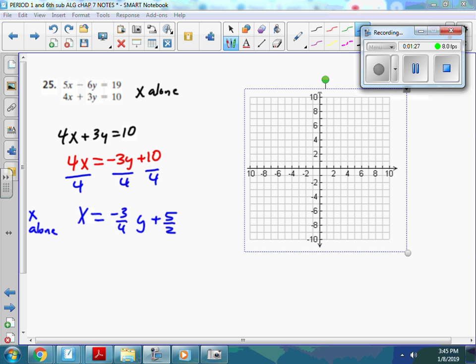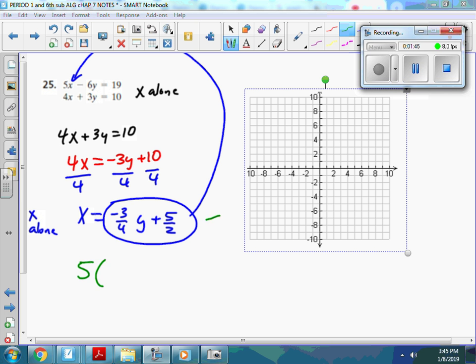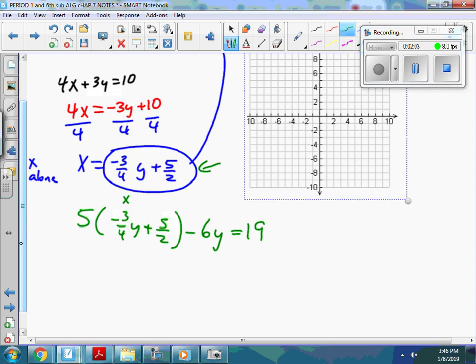We can now sub in what x is from the second equation into the first equation. Except we're dealing with fractions now. Hopefully it'll fall apart, but let's see what happens. So I take my first equation and I write 5, but instead of writing x, I write in what x equals from the new equation, which is negative 3/4 y plus 5/2. So that's my 5x in my first equation, minus 6y equals 19. Again, still looks very complicated.